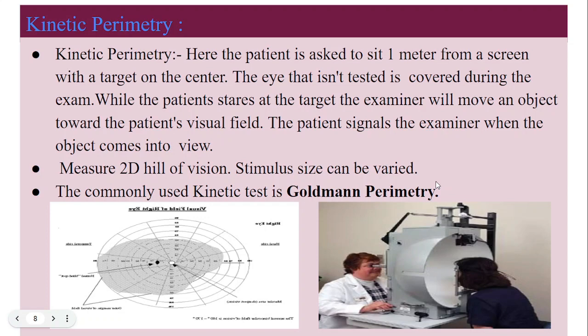The Goldmann perimetry is a commonly used type of kinetic perimetry device that usually uses a small white lighted target and a series of graduated concentric circles to measure the patient's visual field sensitivity. Kinetic perimetry is used to detect and monitor various eye conditions, including glaucoma, optic nerve disease and retinitis pigmentosa, that can cause visual field defects. However, it is a time consuming and subjective test that requires a skilled examiner and a cooperative patient.